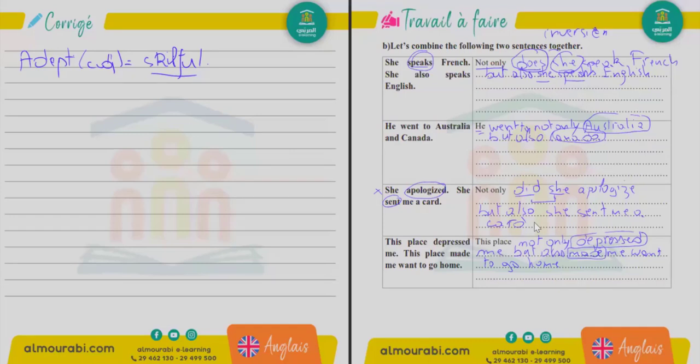Here, not only, but also. Okay, we need to make parallel structure. Just don't forget about the inversion if not only starts a sentence. That's the point here.